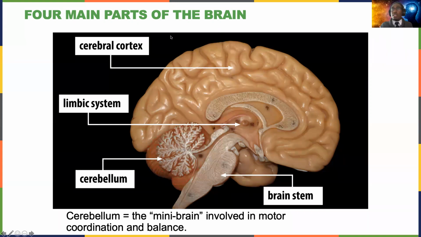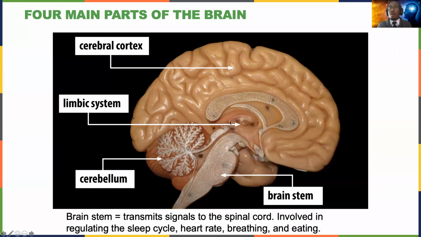And last but not least, the final main part of the brain is the brain stem, and that's responsible for transmitting signals to the spinal cord, as well as regulating some very basic functions like your sleep cycle, keeping your heart rate going, your breathing, and your digestion going. All those things that are largely unconscious take place because of the activity of the brainstem.